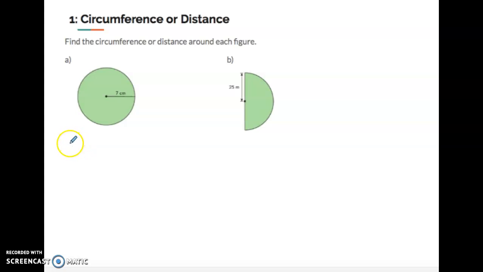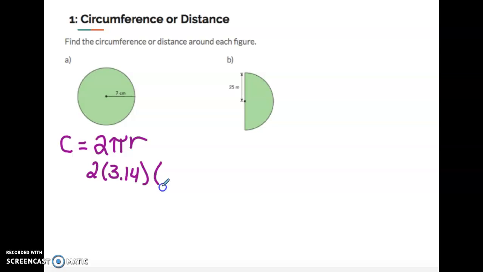So, 1A, we're finding the circumference or distance around each figure. Distance is the same thing as perimeter, and perimeter of a circle is circumference. So for circumference, we use 2 pi r. So that's 2 times 3.14, and radius, remember, is halfway through the circle. The radius here is 7. So 2 times 3.14 times 7 is 43.96 centimeters.